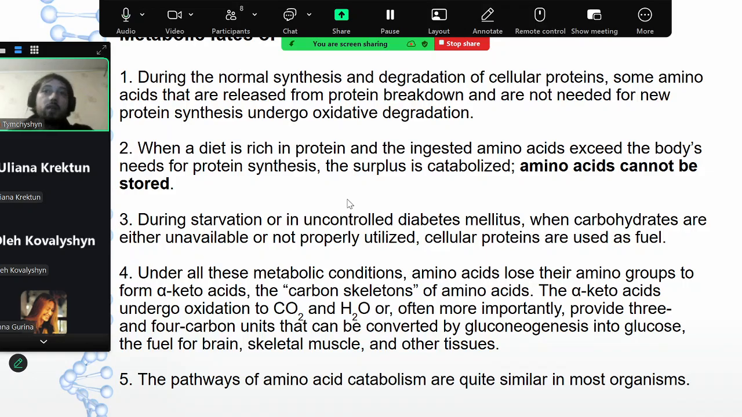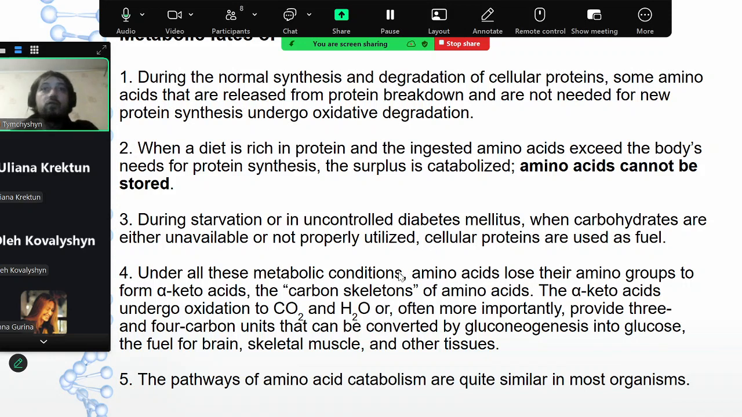And under all these metabolic conditions, amino acids lose their amino groups to form alpha keto acids, the carbon skeletons of amino acids. And the alpha keto acids may undergo oxidation to CO2 and water, or often more importantly provide 3 or 4 carbon units that can be converted by gluconeogenesis into glucose to fuel the brain, skeletal muscles, or whatever. And the pathways of amino acid catabolism are quite similar in most organisms.